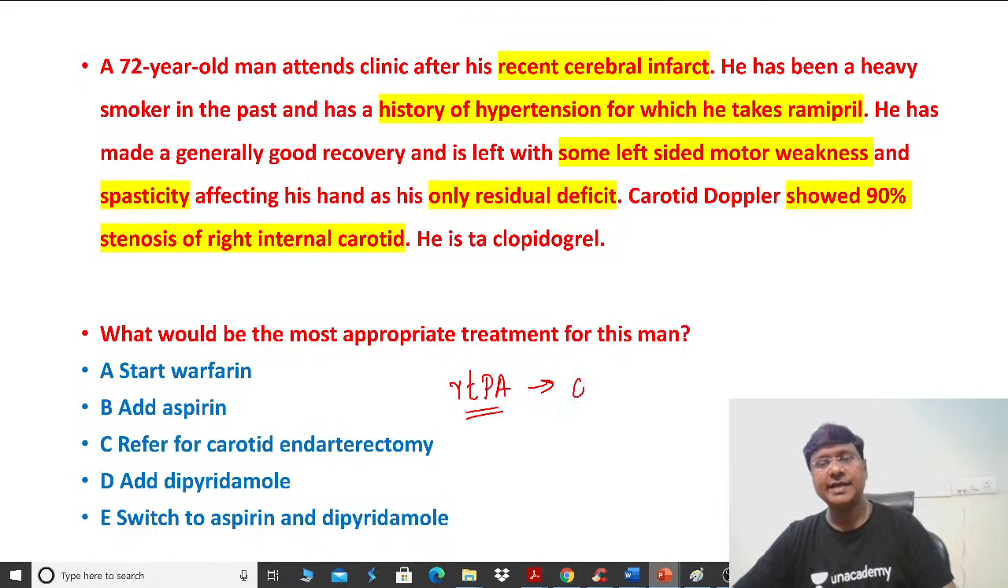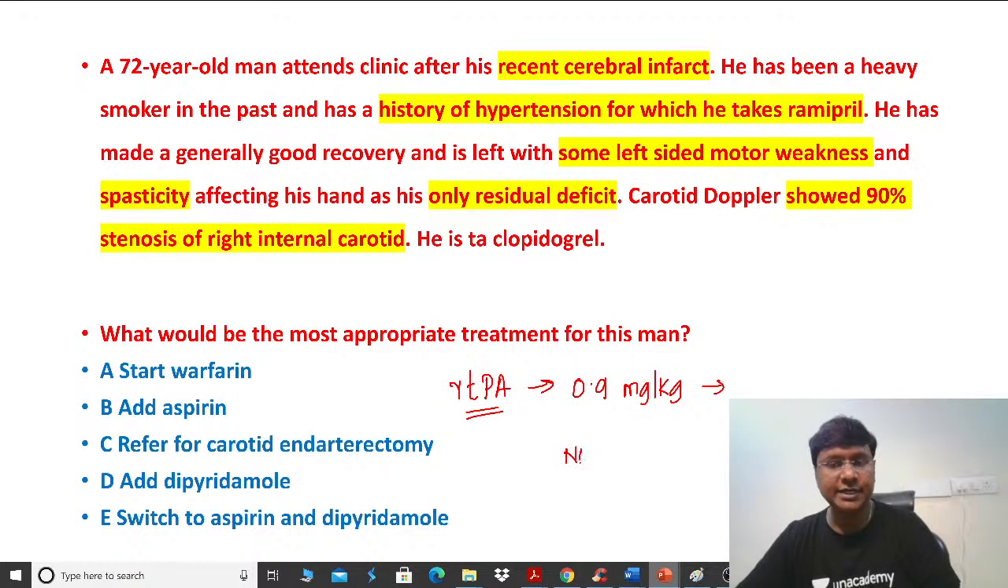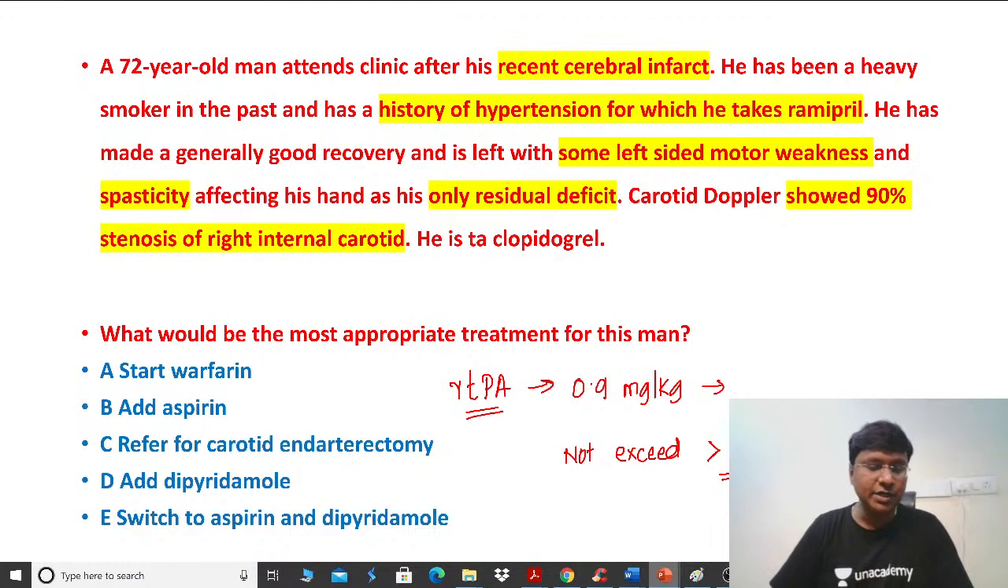Right. So, it is 0.9 milligrams per kg body weight, and it should not exceed more than 90 milligrams. Right, it should not exceed more than 90 milligrams. Okay, maximum it should be 0.9 milligrams per kg body weight, and it should not exceed more than 90 milligrams.